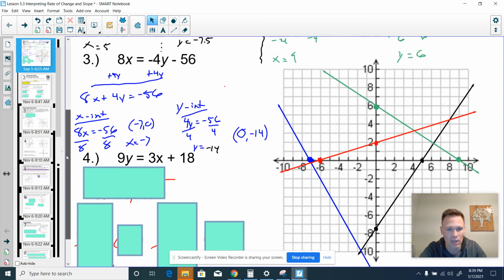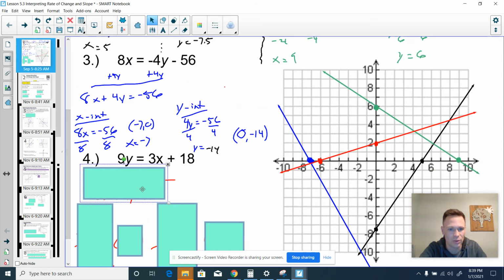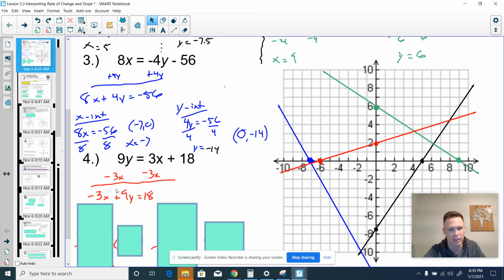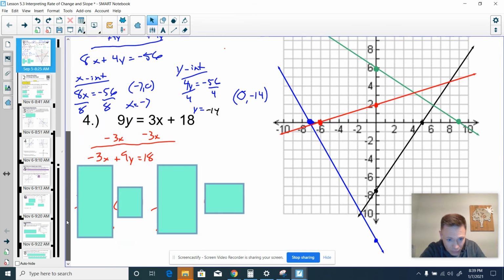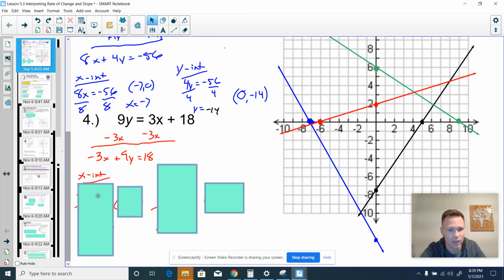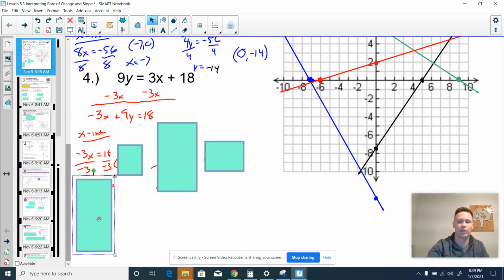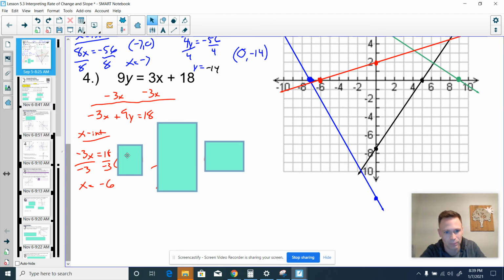Last one, again, I had to subtract 3x to the other side this time to get it in standard form. And then it's the same exact process, right? So x-intercept, 0 goes in for y, 9 times 0 goes away. So I'm left with negative 3x equals 18. Divide both sides by negative 3, and I get negative 6. So I have (negative 6, 0).